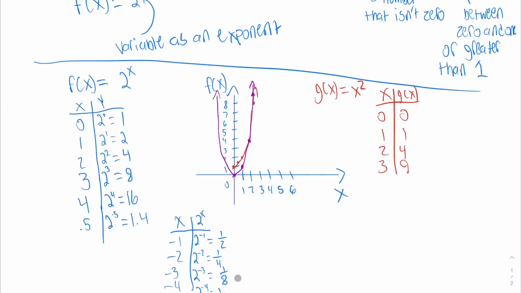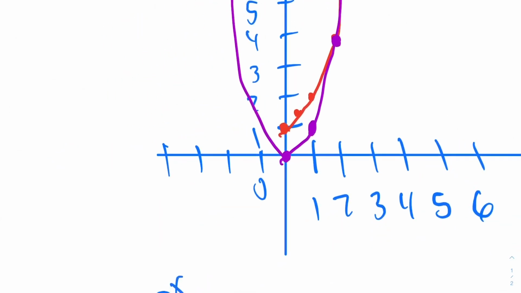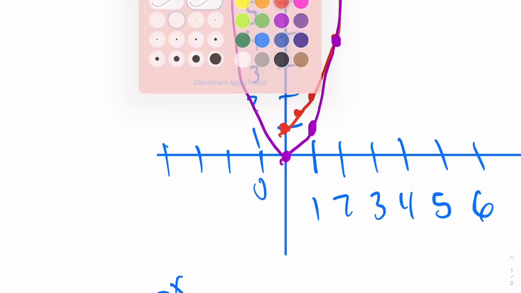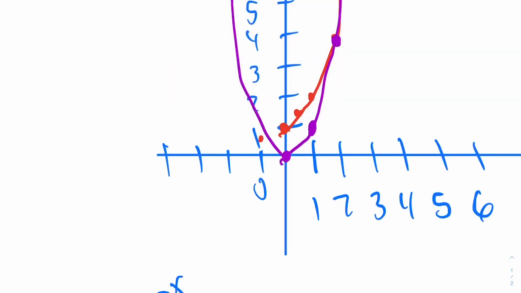These are fractions. So let's graph these fractions. Let's go back 1, 2, 3, 4. And I'm going to zoom in a lot. The first one was -1, 1/2. And then it was -2, 1/4. Then -3, 1/8. Then -4, 1/16. So if I add these dots, it's going to look like that.